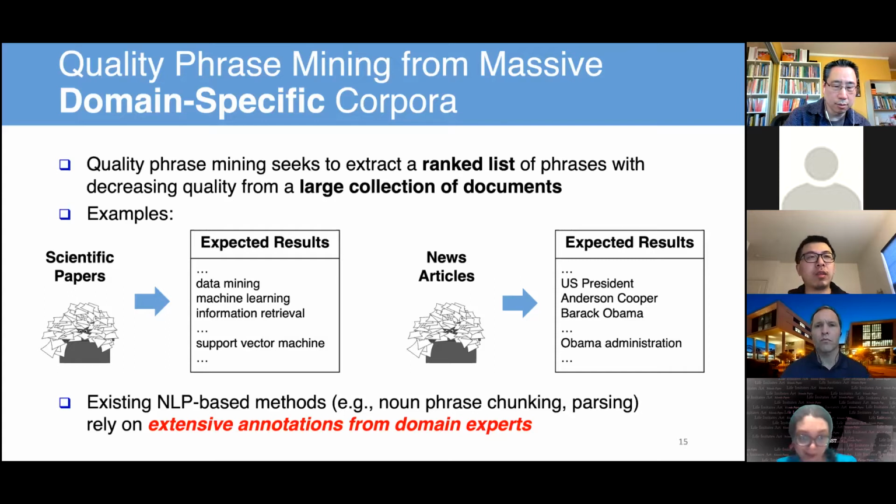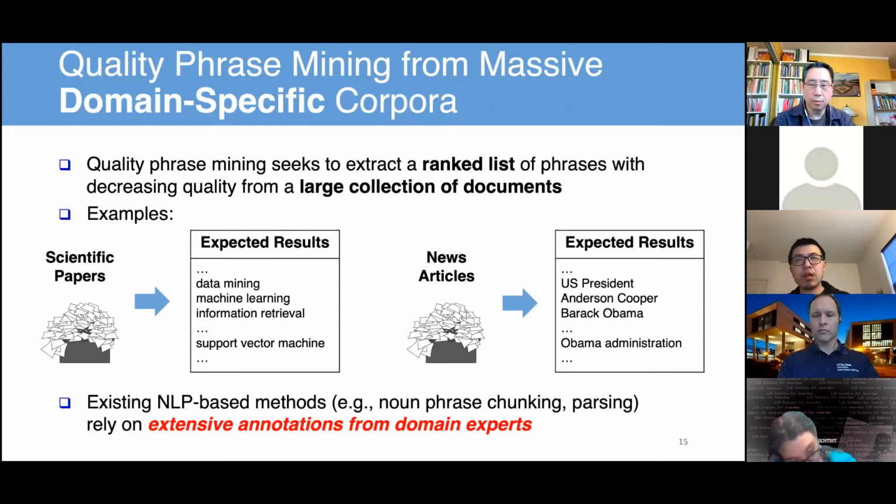There are some existing NLP-based methods like noun phrase chunking or parsing. They can do something similar, but they rely on extensive annotations. When you are building a model for scientific papers, you will need annotations for these scientific papers. When you're building a model for news articles, we will need new annotations for this new domain. So this is really about the amount of human effort you want to spend on a certain task. If you don't care about the time and expense, of course, feel free to do the annotation. That should give you the best performance because you have more information.